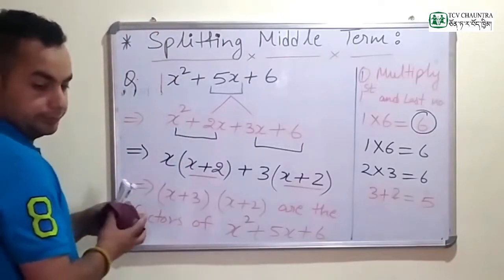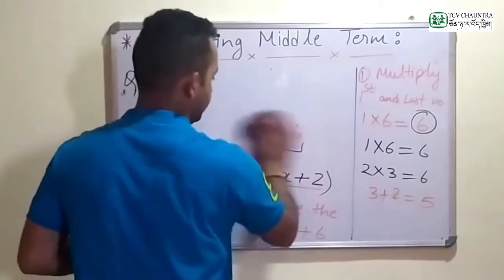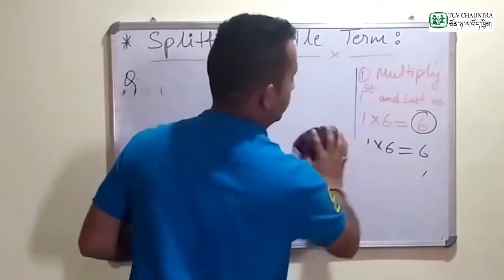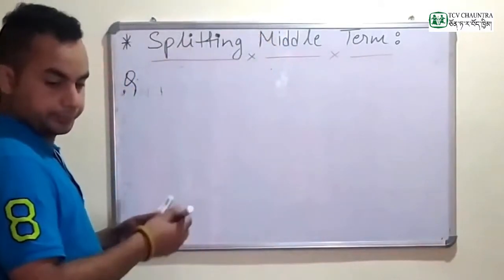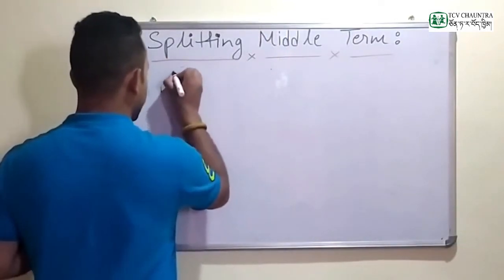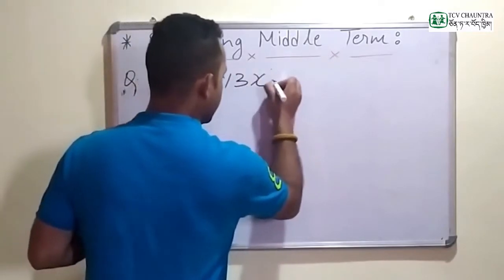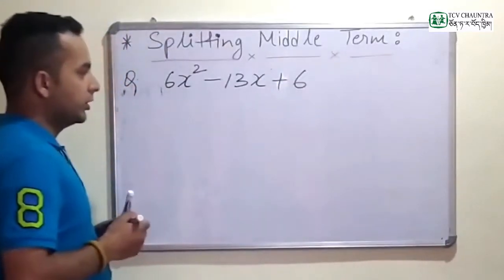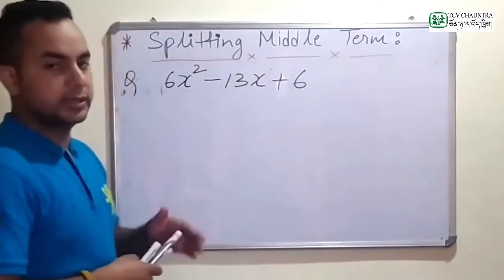Okay class, now second question, suppose I give you 6x squared minus 13x plus 6. Now you're going to factorize this by splitting the middle term.